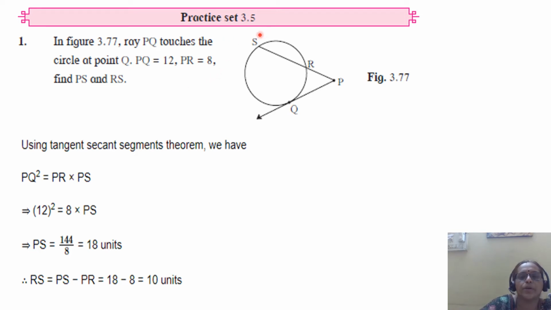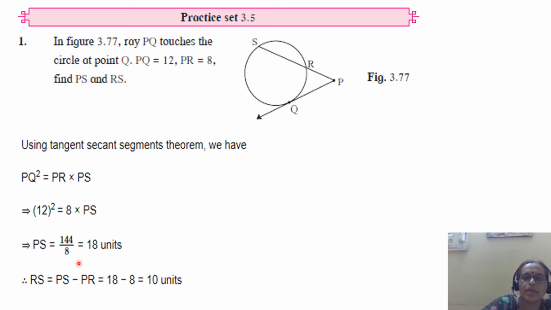Practice set 3.5. Question number 1. Ray PQ touches the circle at point Q. PQ is 12, PR is 8. Find PS and RS. Using the tangent secant theorem, you can apply PQ square is equal to PR into RS.